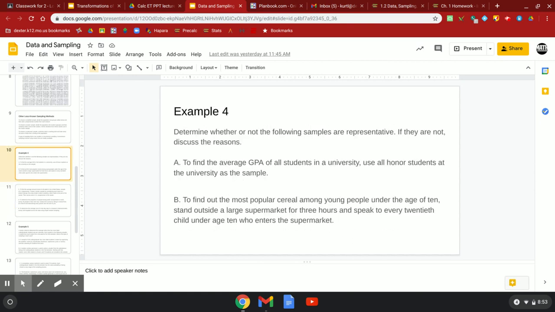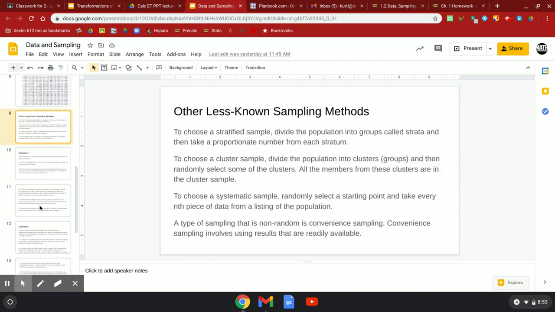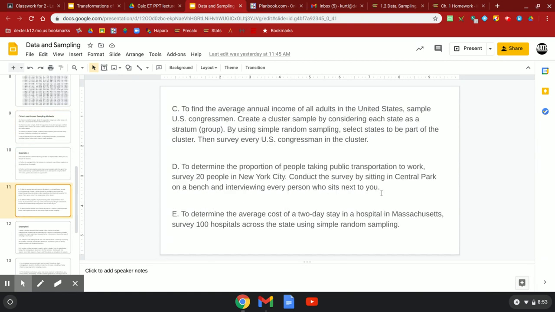All right. Part B looked good there. Oop, jumping around too much. Let's go to this one. All right. Let's go to D. Okay, it says determine the proportion of people taking public transportation to work. I'm going to survey 20 people in New York City. And I'm going to conduct a survey by sitting in Central Park on a bench and interviewing each person who sits next to me.